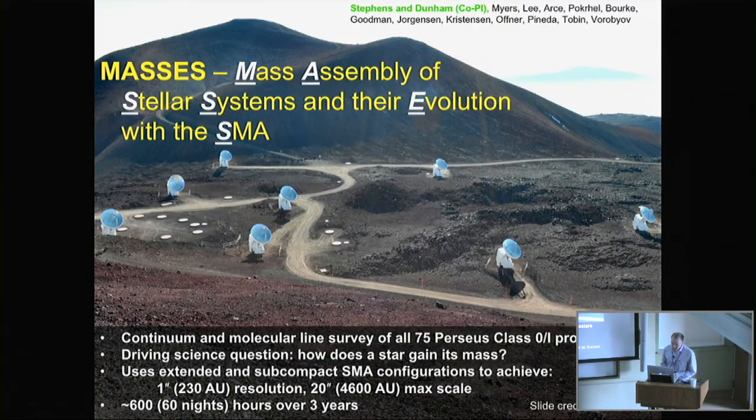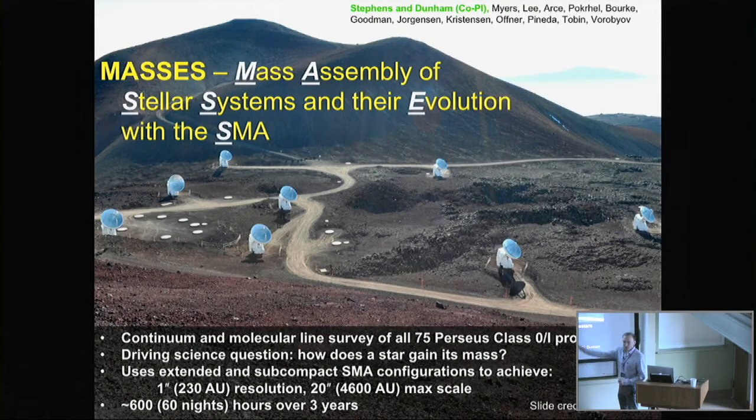All right, so that's the first half of the talk. I know I didn't cover everything. Again, it was impossible, but we got to talk about my stuff too. So MASSES stands for the Mass Assembly of Stellar Systems and their Evolution with the SMA. It's a very long acronym, I think made up by Mike Dunham et al.